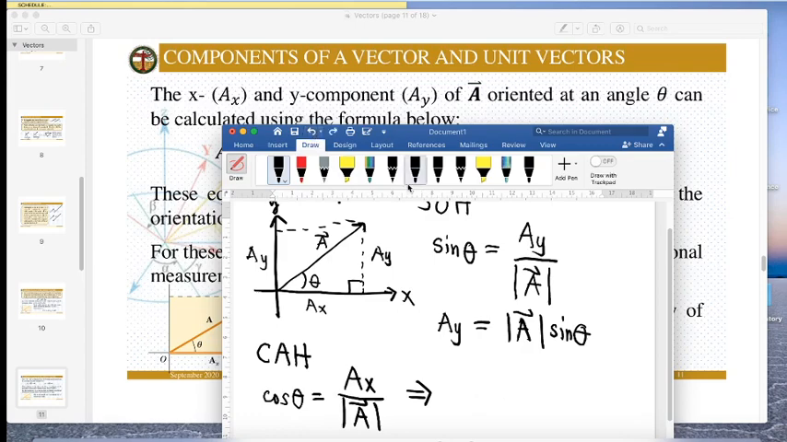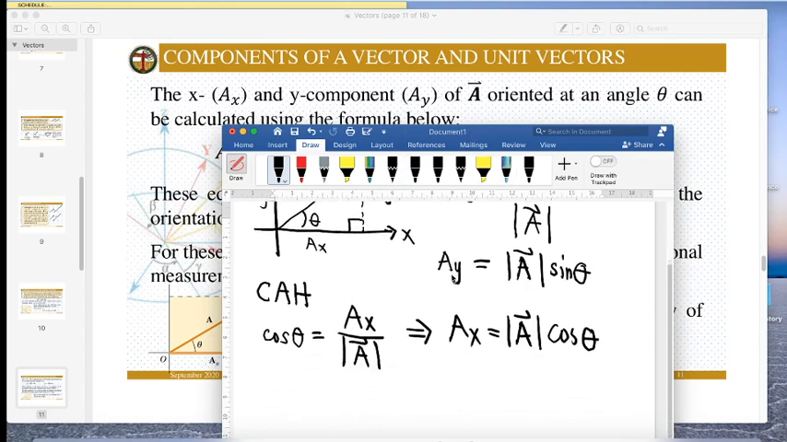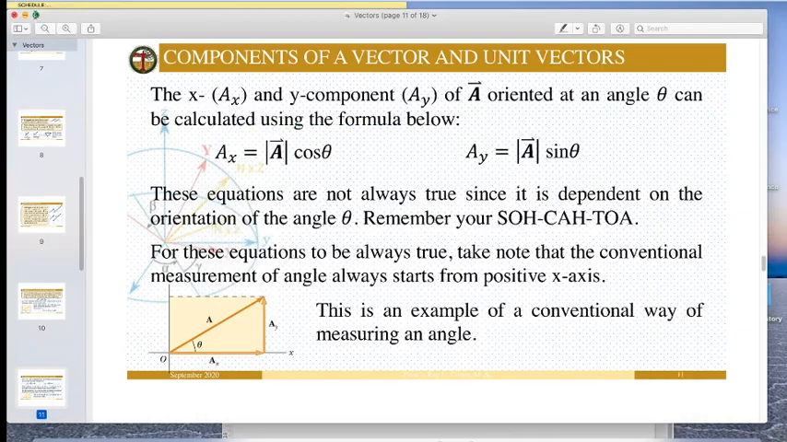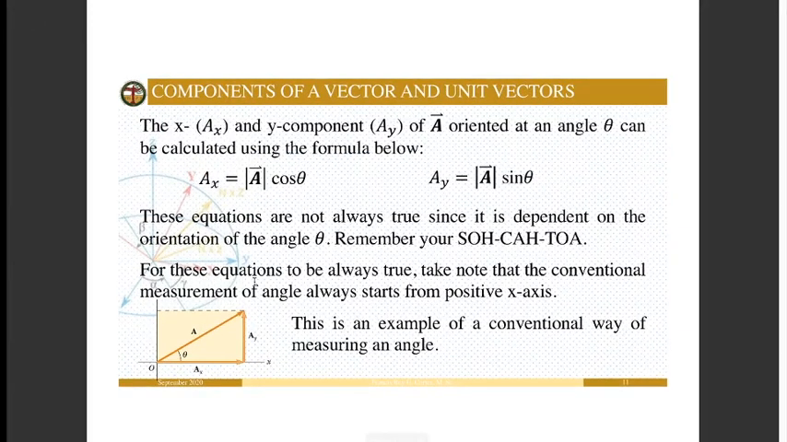So your AX, or the X component, is actually equal to the magnitude of A cosine of theta. So ganun lang. So that's how you do the components of vectors. So as you can see here, ito yung AX mo, tapos ito yung AY nyo.